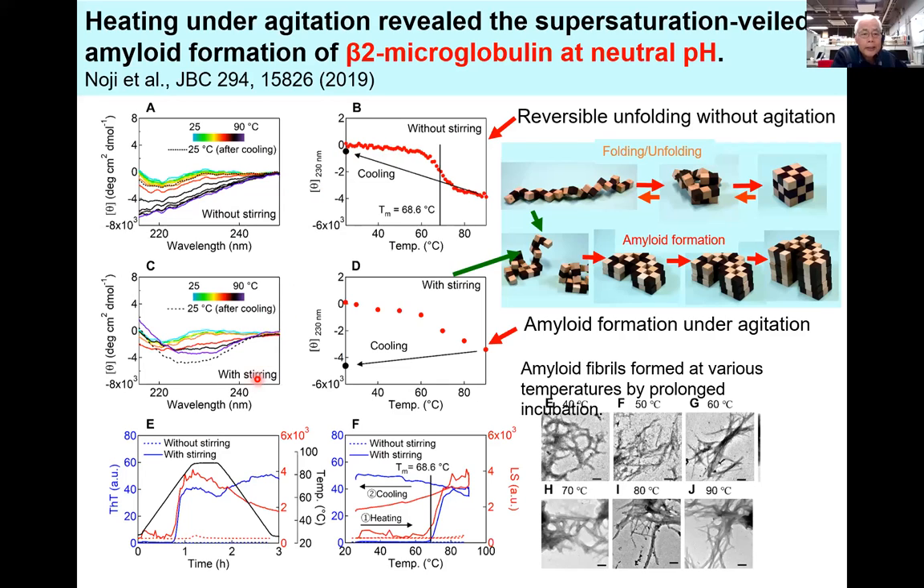But under the agitation, starting at around 70 degrees Celsius, thioflavin T fluorescence increases dramatically, and the light scattering increases. So this is the kind of result we obtain. Under quiescent conditions, unfolding is reversible. But upon agitation, maybe supersaturation was broken to form the amyloid fibers.